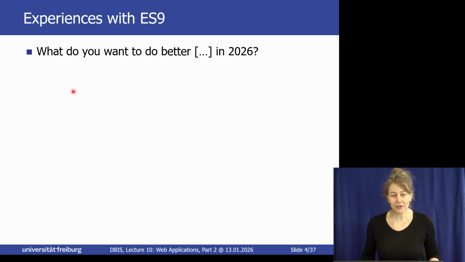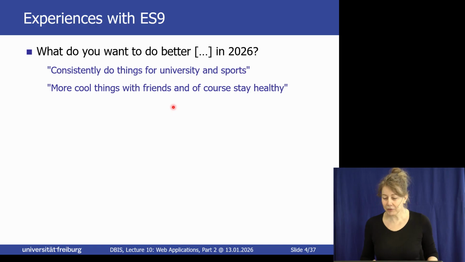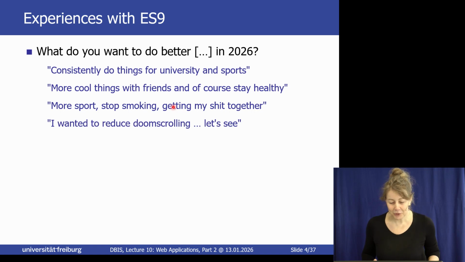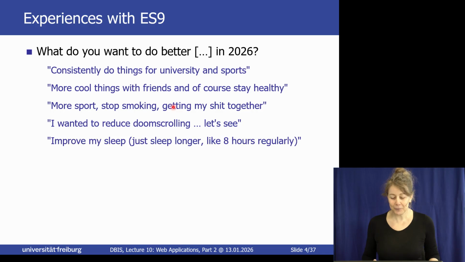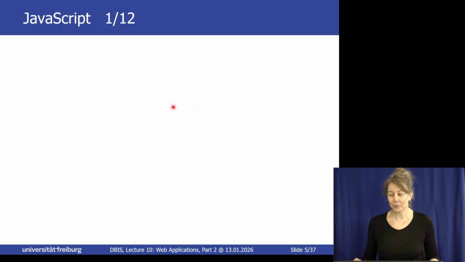What do you want to do better or continue to do well in 2026? Do things consistently for university and sports. More cool things with friends, and of course stay healthy. More sports, stop smoking, getting my act together. I wanted to reduce doom scrolling. Let's see, very good idea. Improve my sleep, just sleep longer, like 8 hours regularly. That would be a dream. More physical exercise to prevent back, neck, shoulder injury from sitting at a PC too much, and so on.